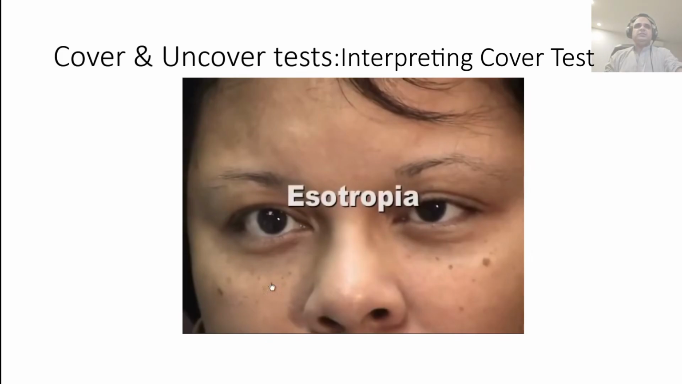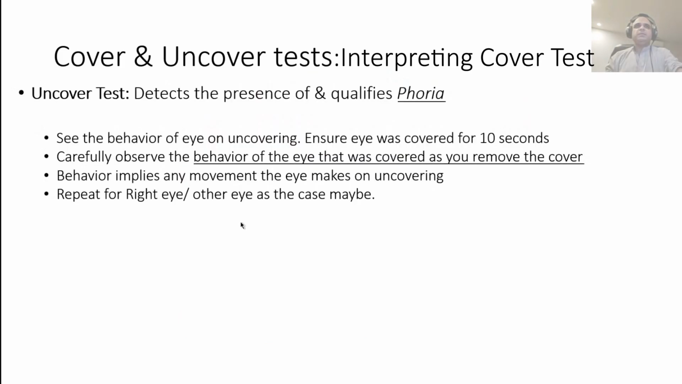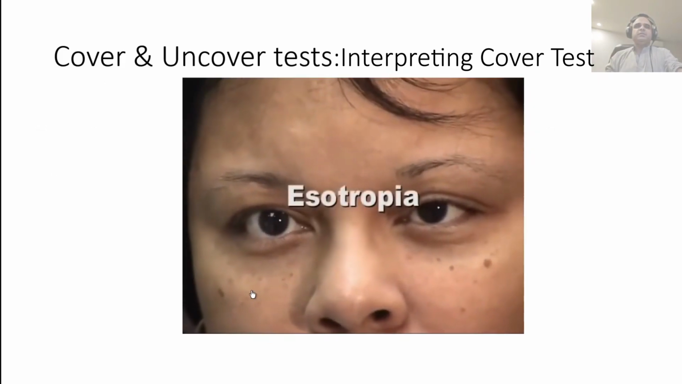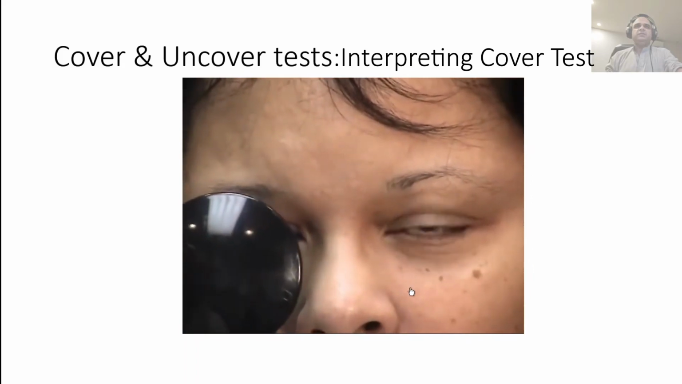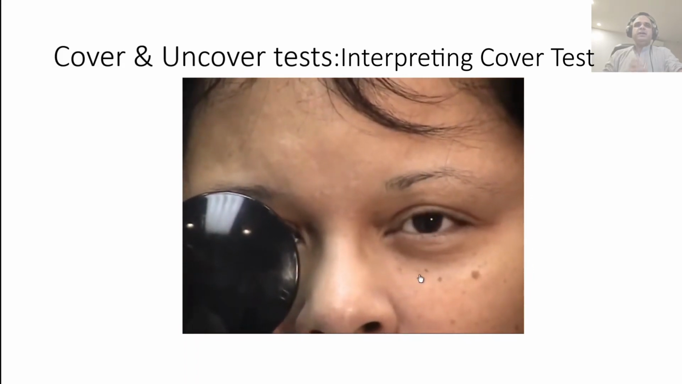So the examiner will cover the right eye. And let's see what the left eye does. Here we go. So the left eye picks up fixation. It straightens, which is telling us two things again. A, this eye has visual potential. It is able to see. And B, the nerve and the muscle, the motor control of this eye is intact. So this is the cover part of the cover-uncover test.